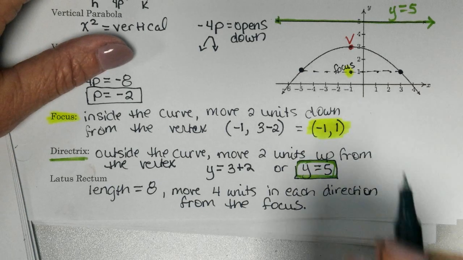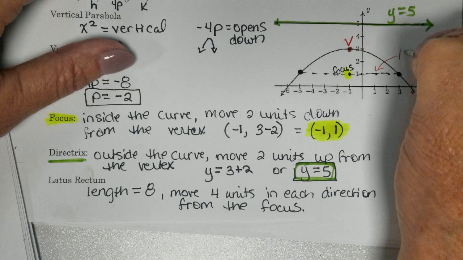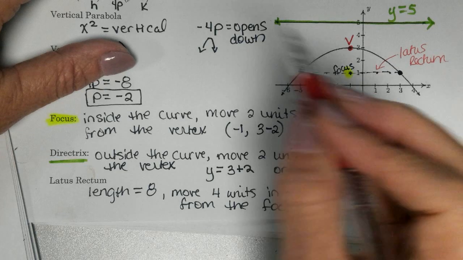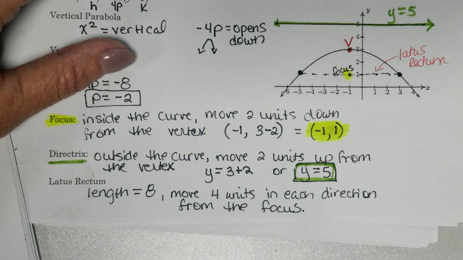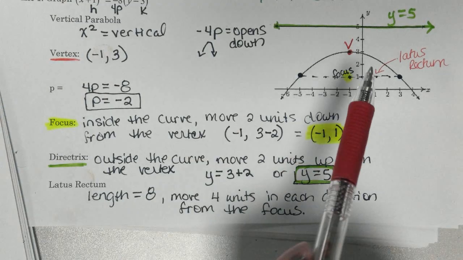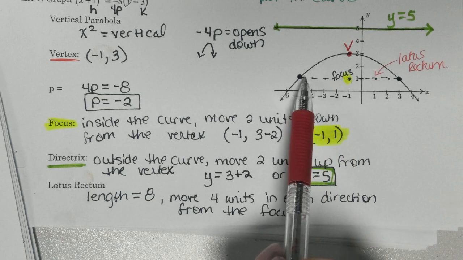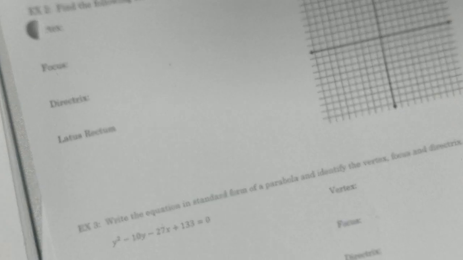So that, folks, is your latus rectum right there. And that's how you will get 2 more points so that you can create your curve. So when you go to graph this parabola, you are going to focus on your vertex, your focus, your latus rectum, and your directrix. Those are the key things that I need from you. All right. Now, let's practice that on the next page.